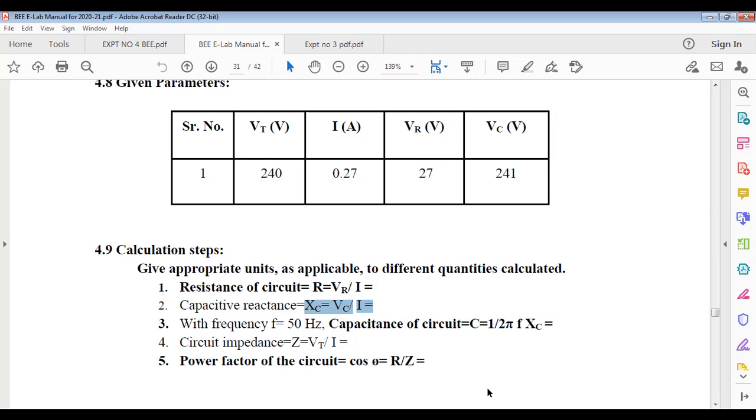VC you have, I you have, so XC you can calculate. In 12th you have learned the formula. XC is equals to 1 divided by omega C, that is 1 divided by 2 pi FC. Using that you can calculate the capacitance. Its unit is farad, microfarad you can use.